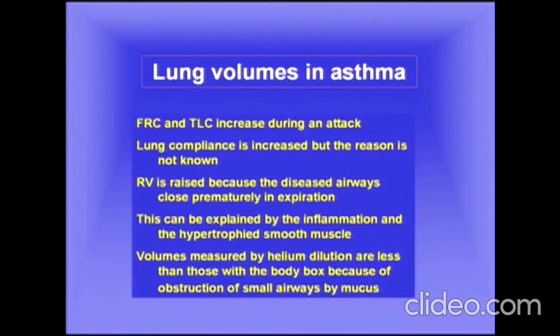Now, lung volumes are greatly increased in asthma. Both the FRC, the functional residual capacity, and the total lung capacity are increased during an attack. And it's important that lung volumes do increase. One way of looking at this is that when lung volumes increase, you increase the radial traction on the airways, and you tend to reduce their resistance.